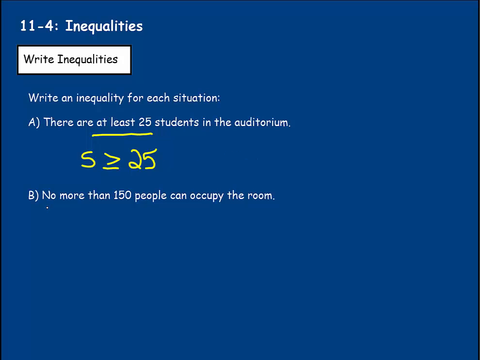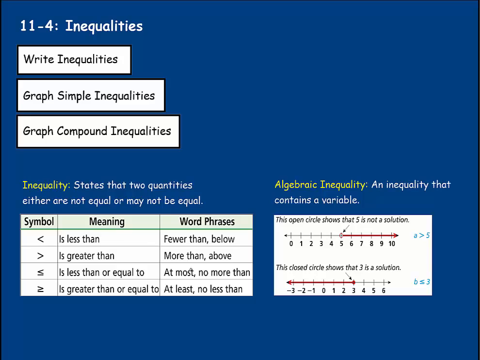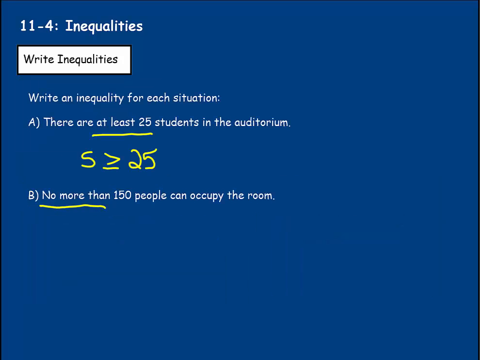Now we have these words. No more than 150 people can occupy the room. No more than means less than or equal to, meaning that we'll have P for people, and it's no more than 150. It's less than or equal to 150, meaning you could have 150, but that would be the most you could have. 149 on down could be the solutions to this one.